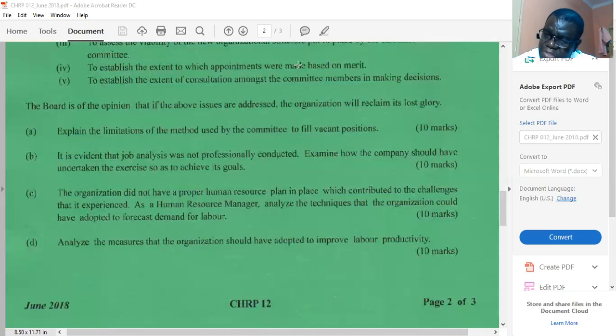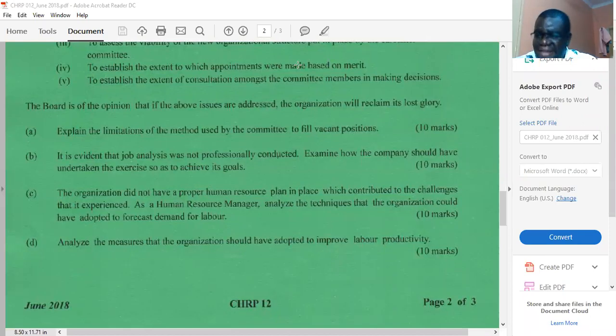So that there is clarity as to the need for the job analysis exercise, obtain support of top management, so that they will avail the necessary resources that you will need to execute your job analysis exercise in the desired manner.